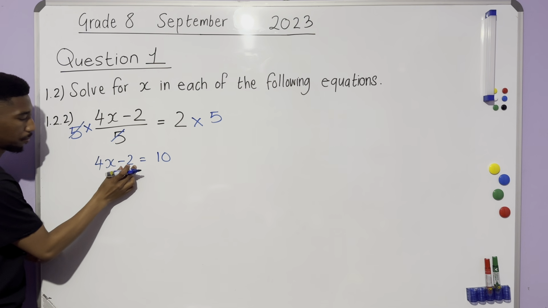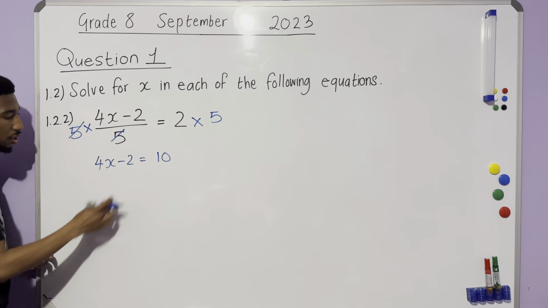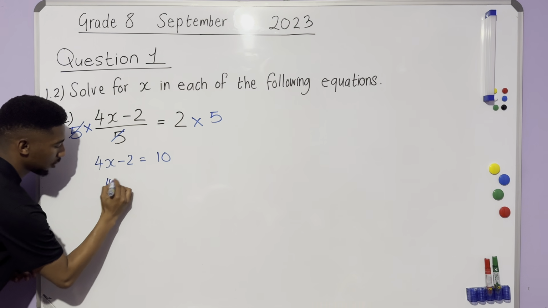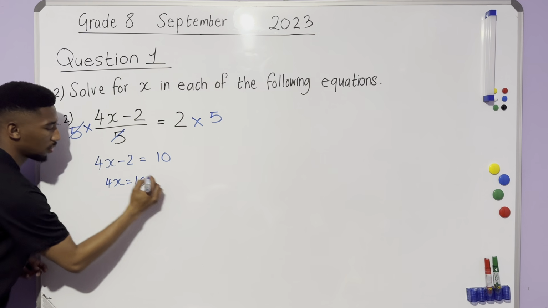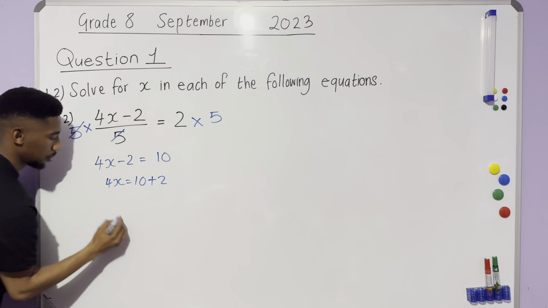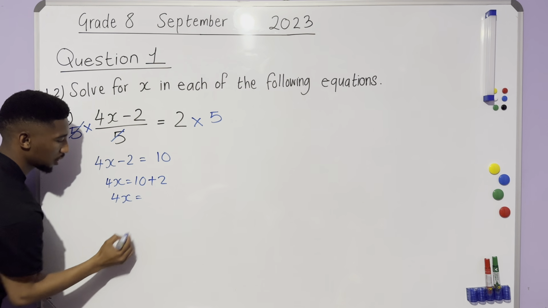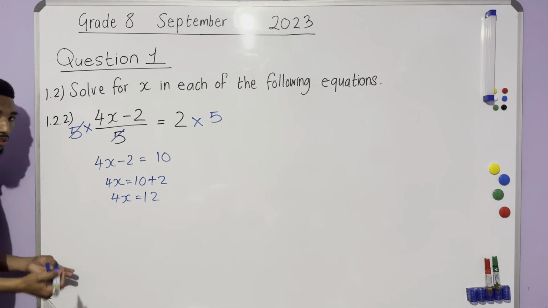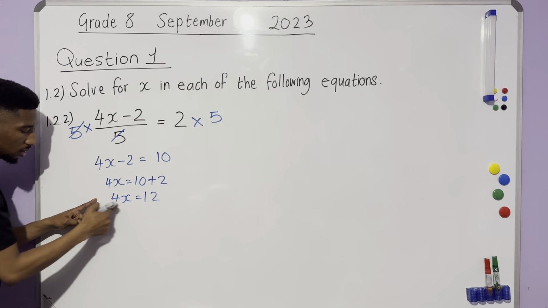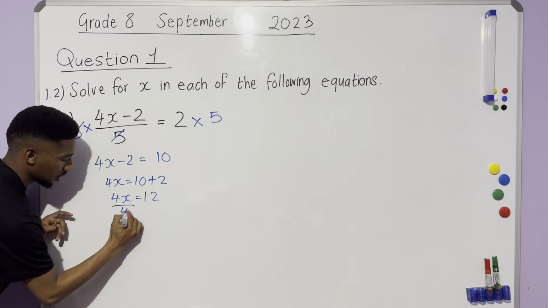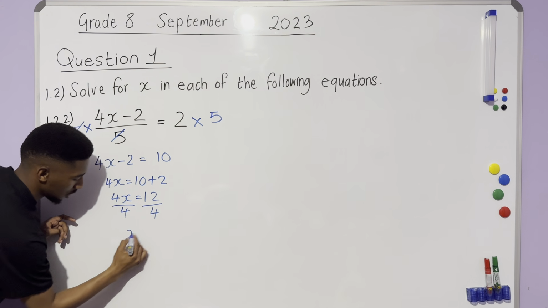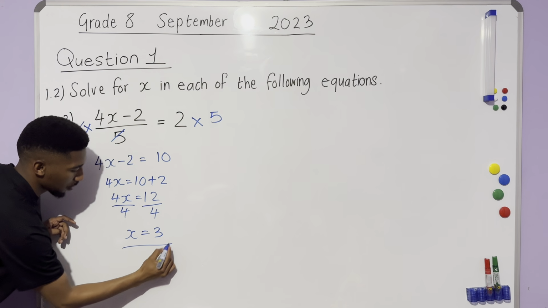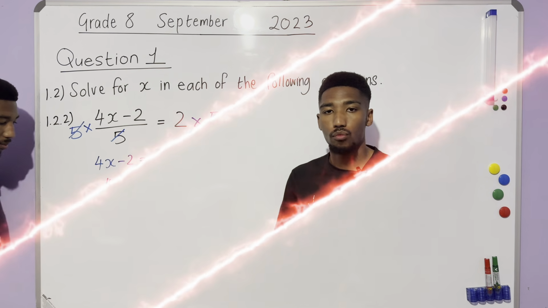Same thing over here that we had in the previous question. We're going to have 4x equals to 10, and the inverse of -2 is plus 2, and we have 4x equals to 12. In this case, we divide by the 4 because this says 4 times x. So we divide now, and then x is equal to 3.